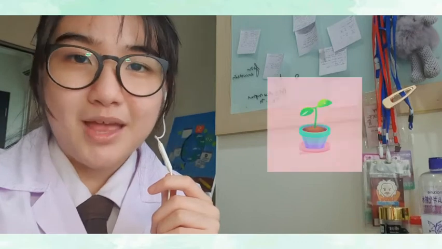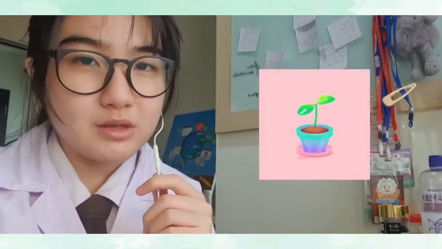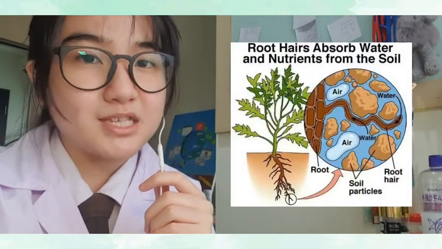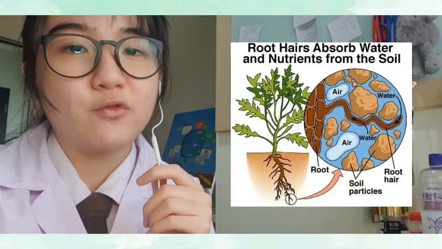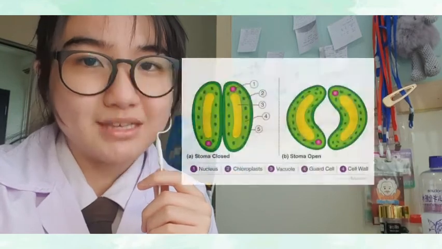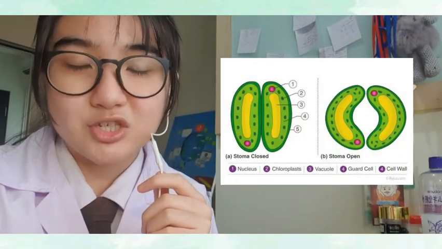Osmosis is used by plants in order to absorb water from the soil. Why is that? Because the roots tend to have a higher solute concentration, and because of osmosis, water will tend to flow from the soil into the roots. Other than that, osmosis is also used to regulate guard cells. This is to allow gas exchange to occur.